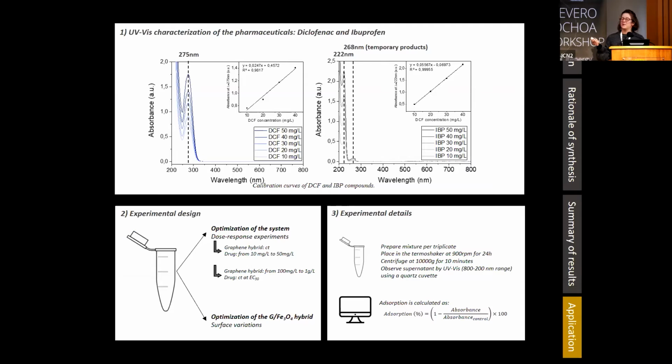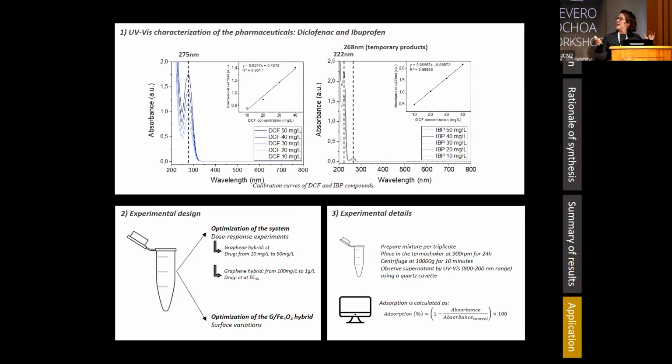So we chose ibuprofen and diclofenac. Ibuprofen and diclofenac have, as you can see, a very well-defined signal in the UVBs. In the case of diclofenac, we have a signal at 275 nanometers, and in the case of ibuprofen, it's a little bit more tricky because we have a signal of ibuprofen at 222 nanometers, but we also have a signal at 268 nanometers, which is from the temporary products. This we must remember for further explanation.